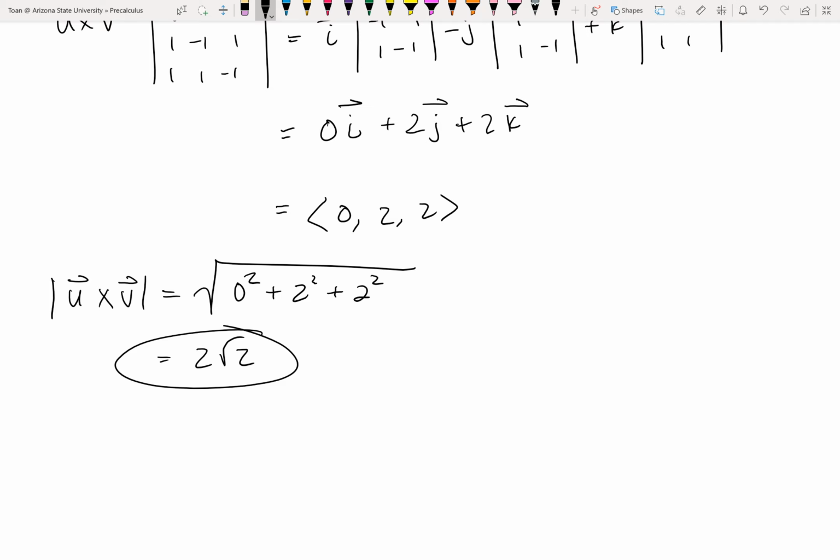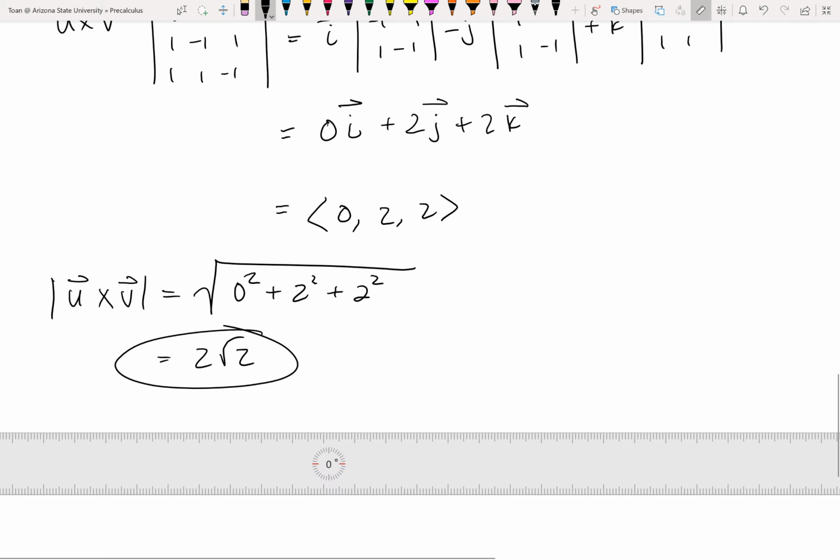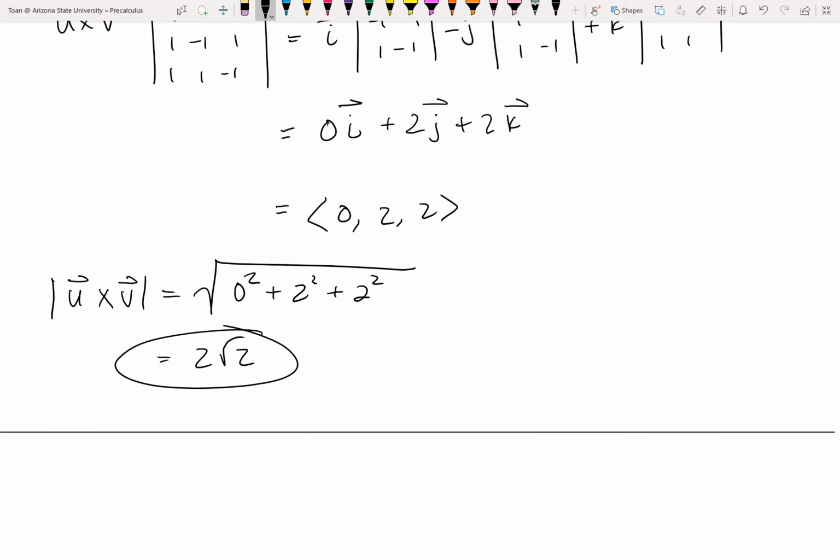Well, what did you guys do yesterday? You had to create your own vectors and do the cross product then. So it's the same idea as yesterday. They may not be as nice as to give you the vectors. You would have to form your own vectors.